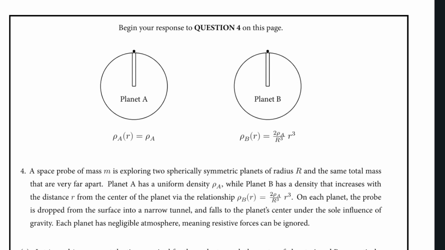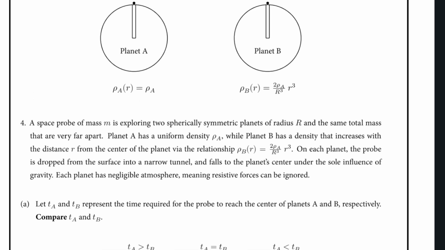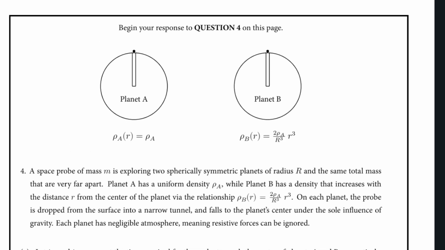So first thing we want is let TA and TB represent the time required for each probe to reach the center of the planet. Compare these times and justify without math. So the thing that's actually accelerating these probes is the mass that it feels below it. So it's all about the enclosed mass.